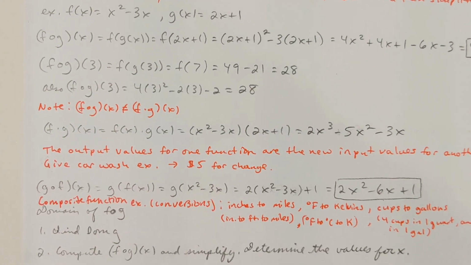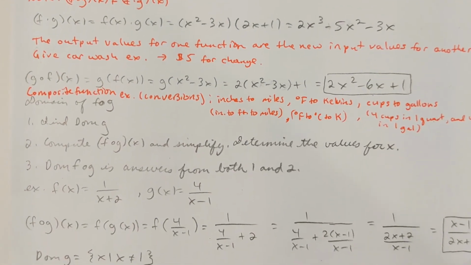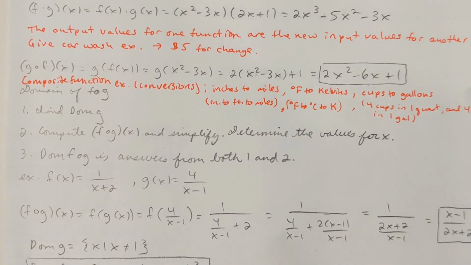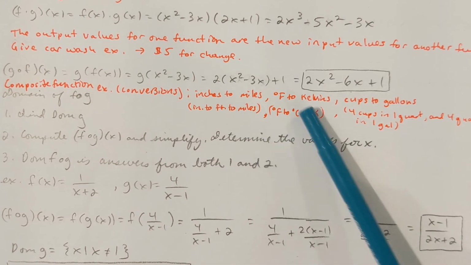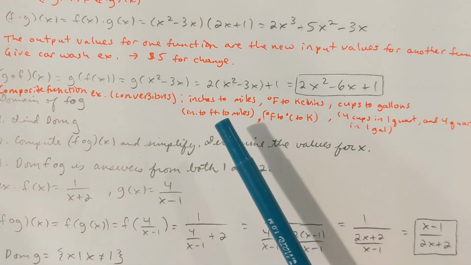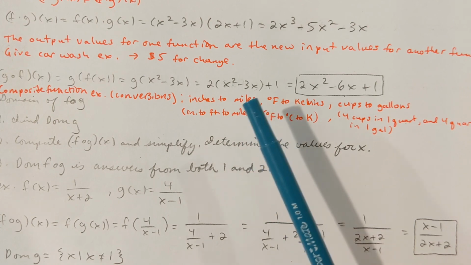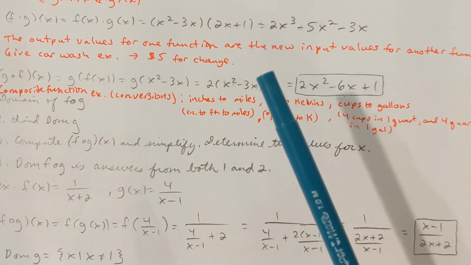Now, there are lots of different real-life applications of function composition. Conversions are really kind of the application, I would say. So I've got a couple of examples here. Suppose that I wanted to know how many inches are in a mile. Well, I don't know that off the top of my head. But if I were to know how many inches are in a foot and how many feet are in a mile, I could figure out how many inches are in a mile. That is function composition. You're taking the output values from one function and they're the new input values into another function.